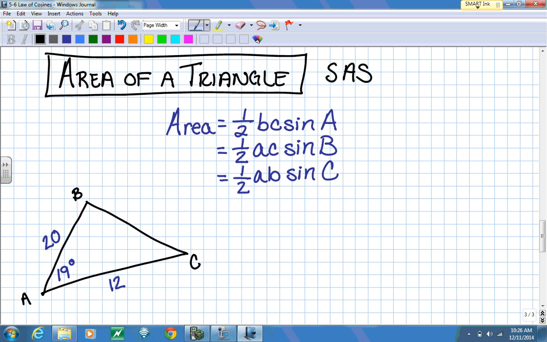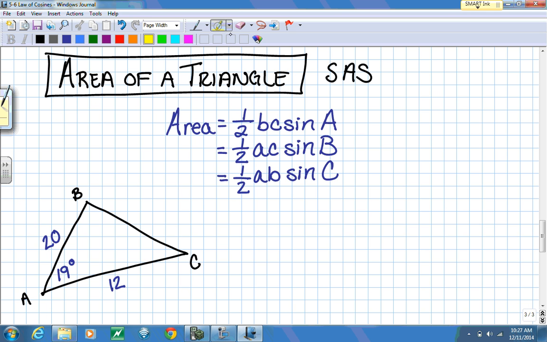So I'm going to show you two different formulas that can be used to help you find the area of a triangle if it's a non-right triangle, one when you have the situation of side angle side, and also one when you have all three sides that are given to you.